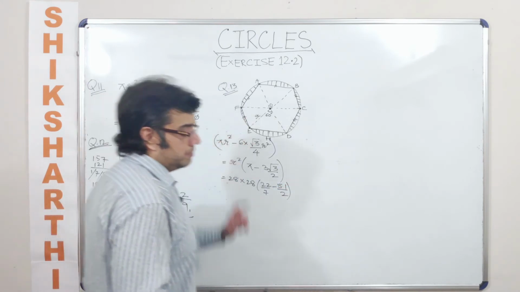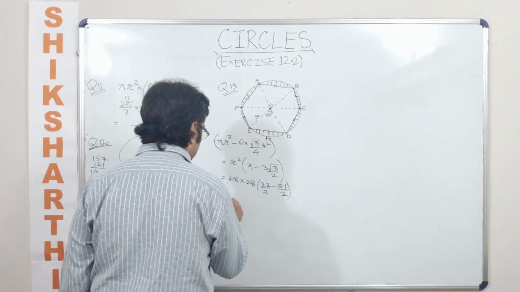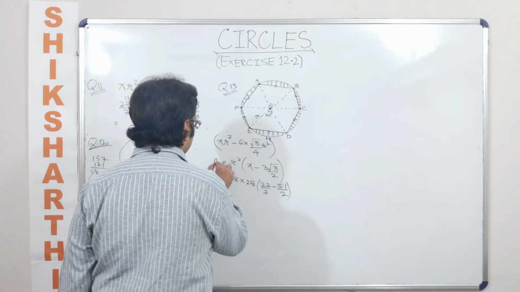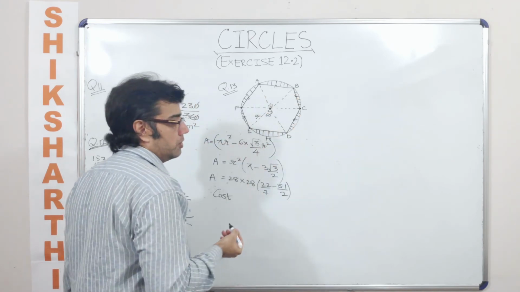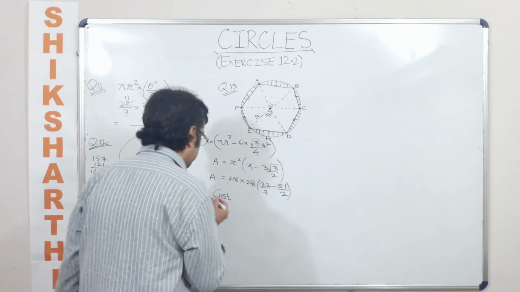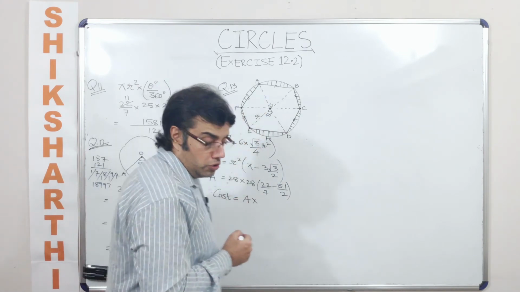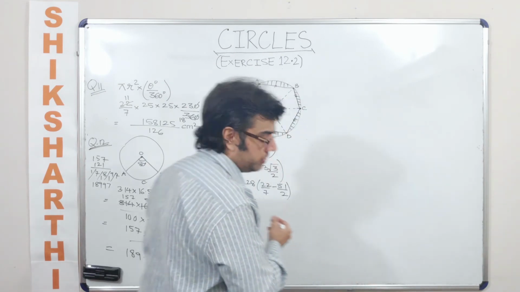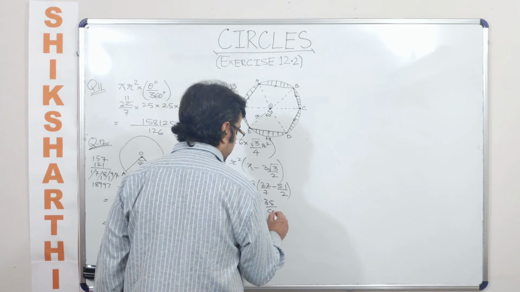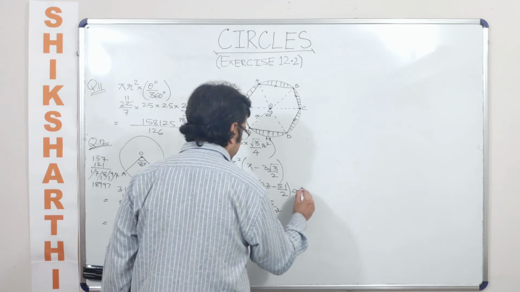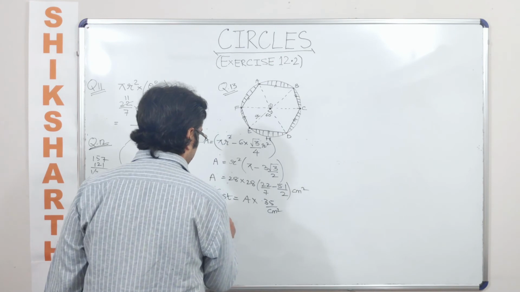This is the area, but we were supposed to calculate the cost. So the cost will be, let's say this is the area A, the required area. The required area is the area of all the minor segments put together. So cost will be area into the cost. The cost is 0.35 per centimeter square, and this area is in centimeter square. Okay, now the cost comes out to be how much?